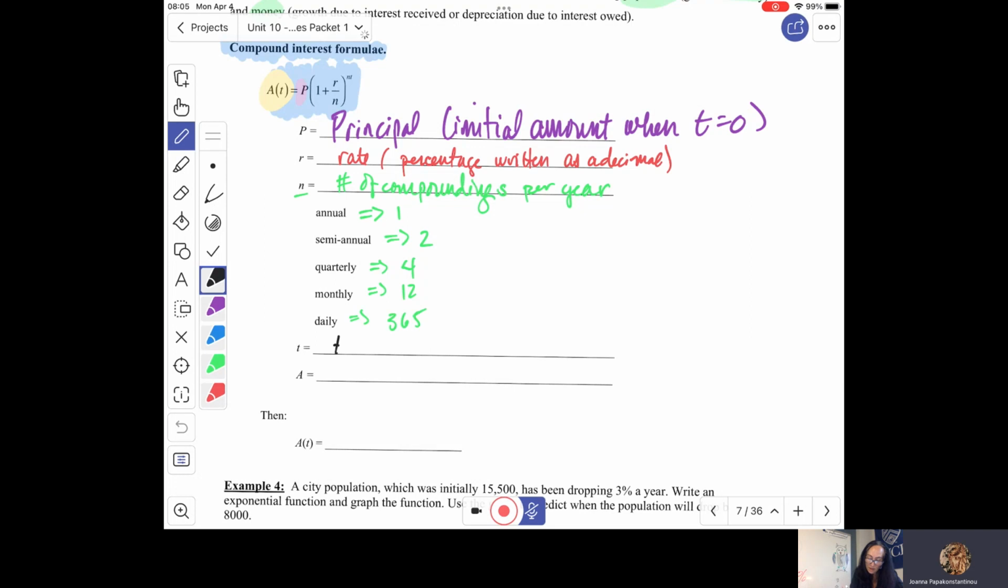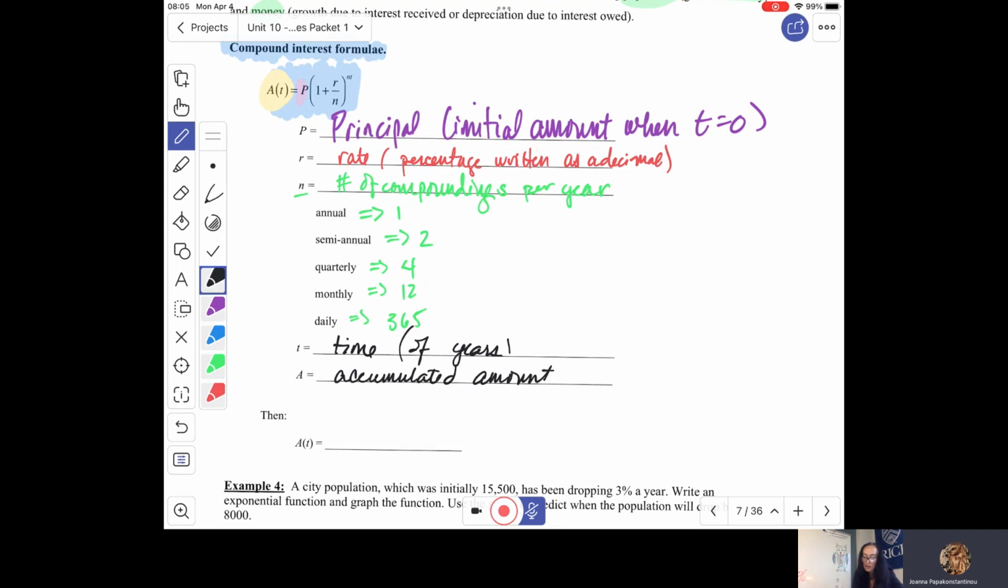So t is just time in years. So if I want to know how much money I will have after 10 years, t would be 10. And then again, A is what we said was that accumulated amount. That was a function of time.